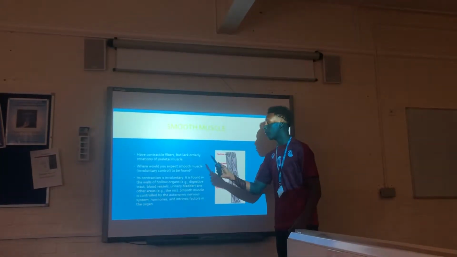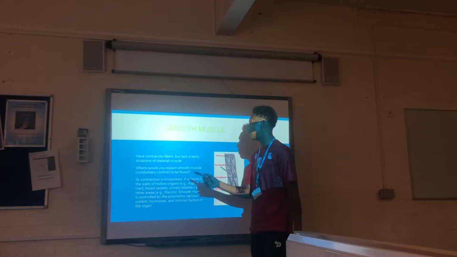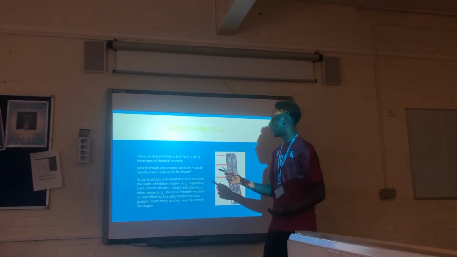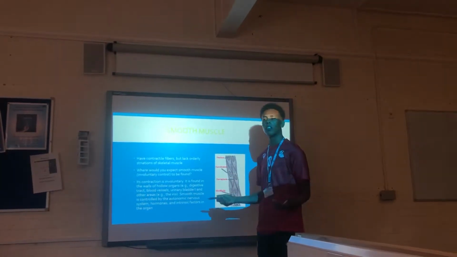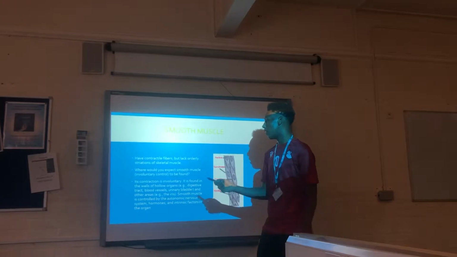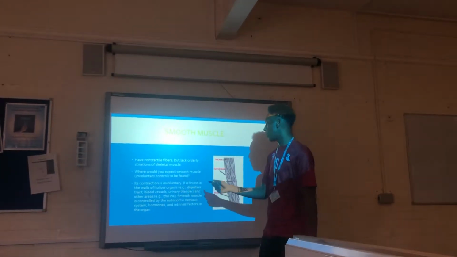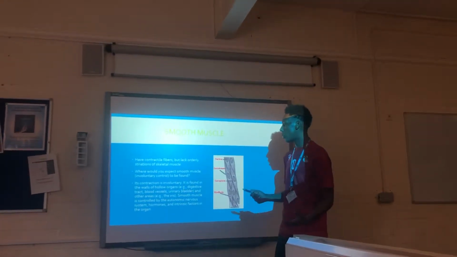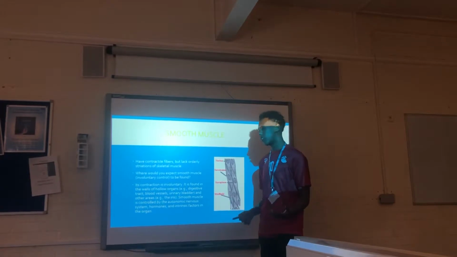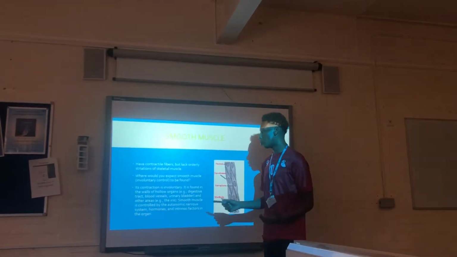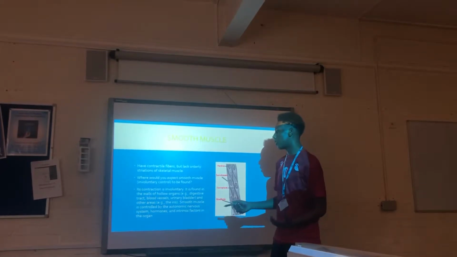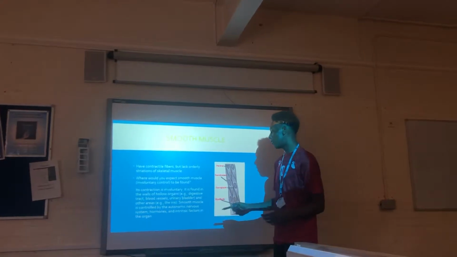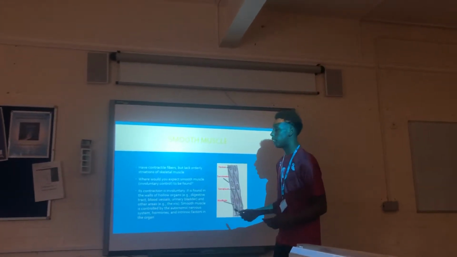Smooth muscle has contractile fibers but lacks the orderly striations of skeletal muscle. Where would you expect smooth muscle, involuntary control, to be found? So that's the question. Its contractions are involuntary. It is found in the walls of hollow organs, digestive tract, blood vessels, urinary bladder, and other areas. Smooth muscle is controlled by the autonomic nervous system, hormones, and the intrinsic factors in the organ.